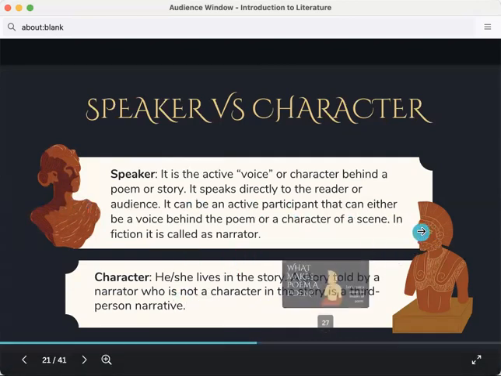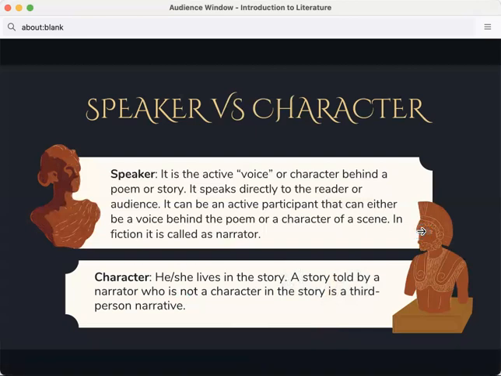And a character is actually he or she who lives in a story. And a story told by a narrator who is not a character in the story is a third-person narrative. So from this slide, let's try to understand and find the differences between speaker and character. The speaker is usually found in a poem, and it is the active voice or maybe a character behind a poem and speaks directly to the reader or to the audience. It can be a voice behind the poem or maybe a character of a scene or even the poet that reads the poem. So when you're reading the poem, you will usually imagine who reads the poem. This is called the speaker.